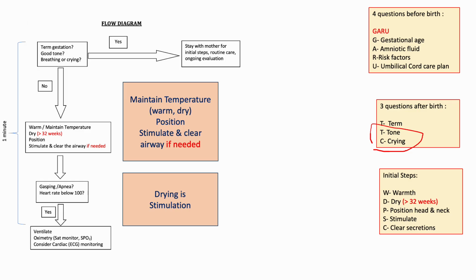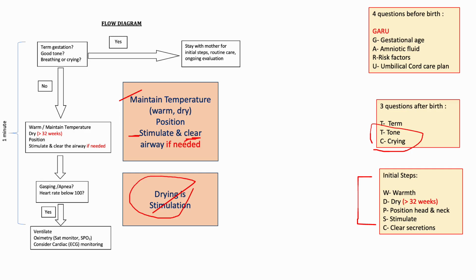Then of course, after that you need to know what are the initial steps. So this is the flow diagram which we talked about. The main thing which is listed in the box here is that you have to maintain the temperature. This is very important. And the thing which we have changed in the new NRP is that you don't have to stimulate the baby and suction the baby for secretions. These are only if needed. Remember that drying is stimulation, so you don't have to again do the same thing for the baby. When you're drying, you're stimulating. So remember, the steps have changed.